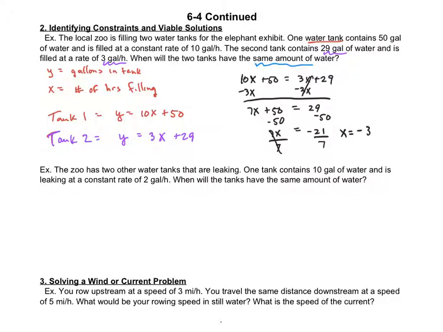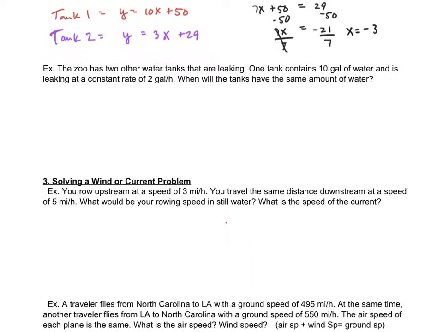Now, negative 3, think about it. It says, when will the tanks have the same amount of water? Negative 3 hours. We can't have negative 3 hours. So what we're looking at here is it's never. Negative 3 hours is not possible. It's not a probable answer. We're going to have to just write that one off and say, sorry, there's never going to be a way to get that. We're never going to be able to go back in time 3 hours, so it's not something we can achieve.